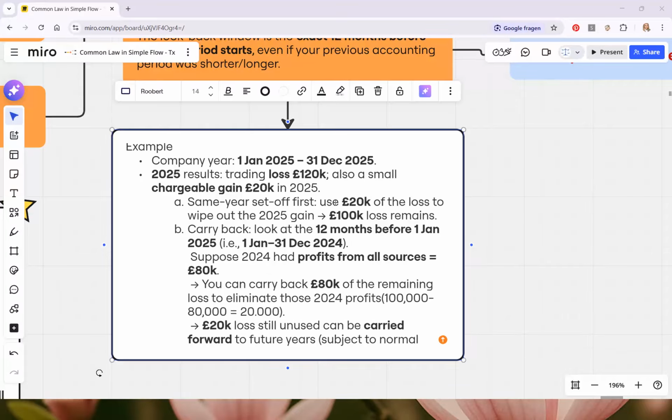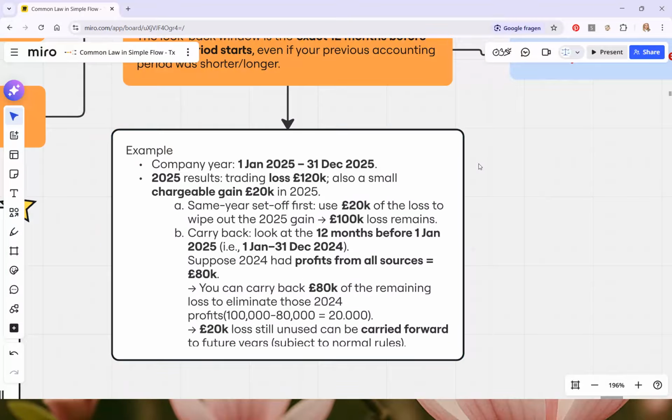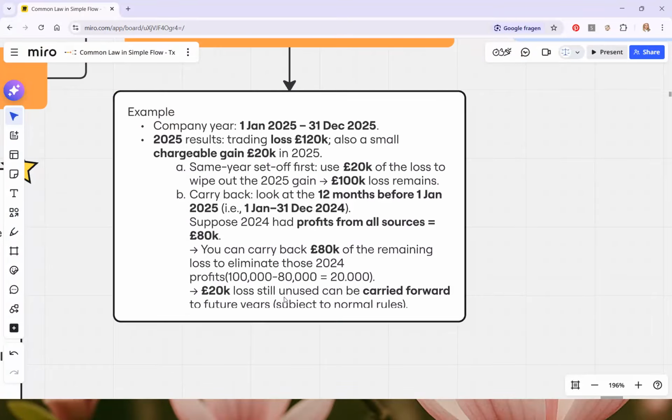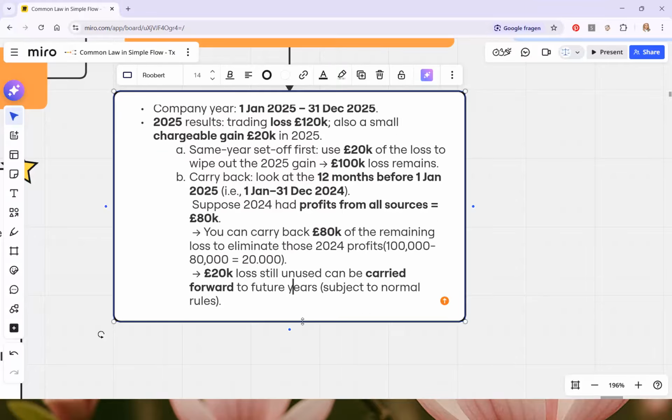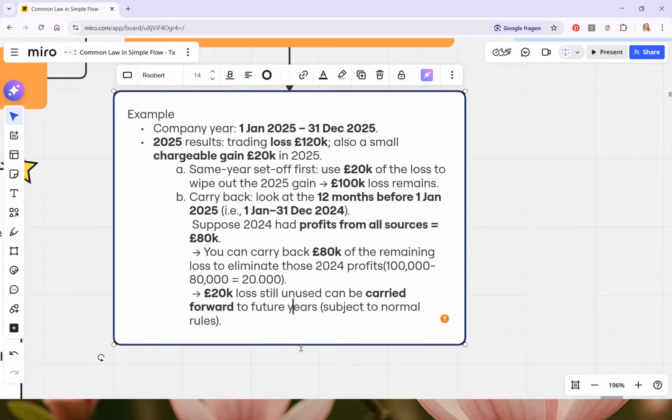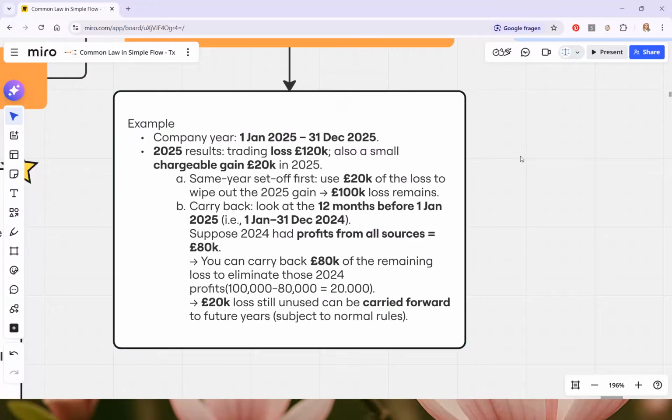So, what has happened in this example? You have a loss of 120K, and in the same year you have a gain of 20K. So you use this 20K against the trade loss. You are subtracting 20K from 120K, so you have 100K at the end.